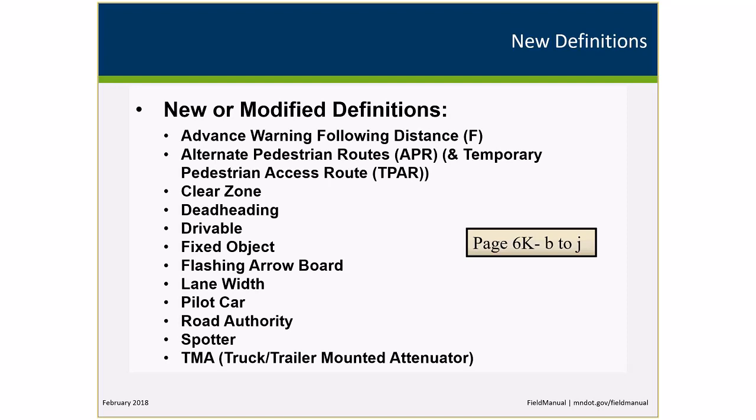And the truck and trailer mounted attenuators, we did not have that defined. We talk about TMAs quite a bit in the field manual, but it wasn't defined, so people don't have to go to another document to find out what that is. It was added to the field manual. And all these definitions are located in 6K, B through J.